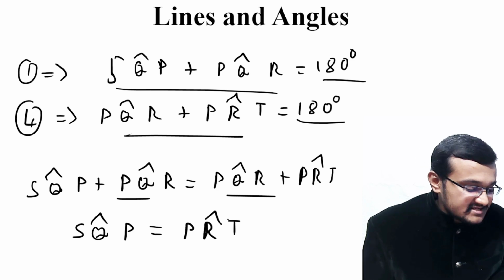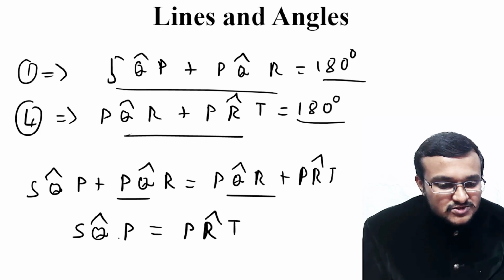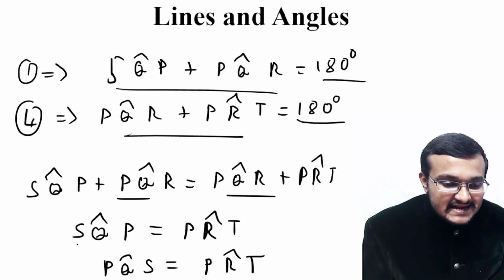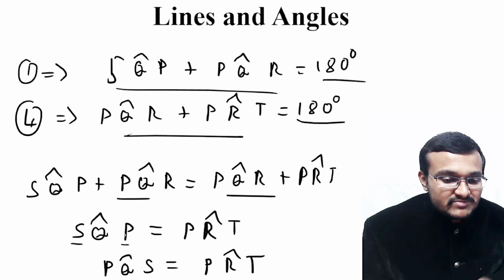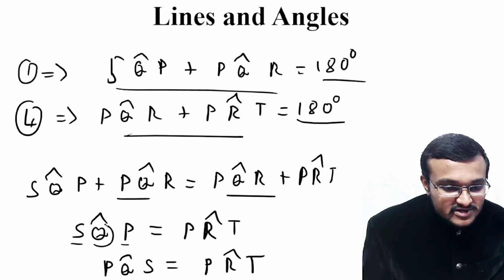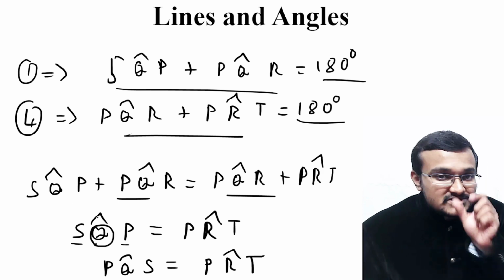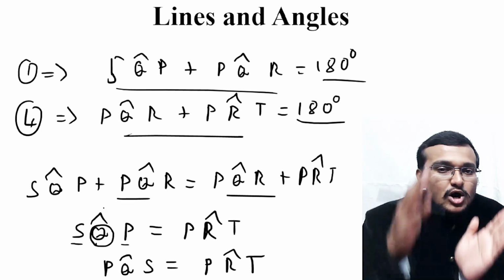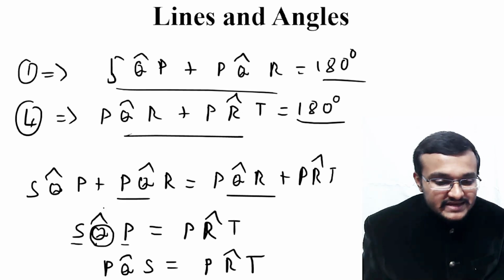Here they have asked to prove PQS. So SQP you can also write as PQS, which is equal to PRT. Whenever you are writing an angle, the external points you can interchange, that doesn't matter, but the center name you should not change, because Q is the vertex of the angle, whether you take it as SQP or as PQS.